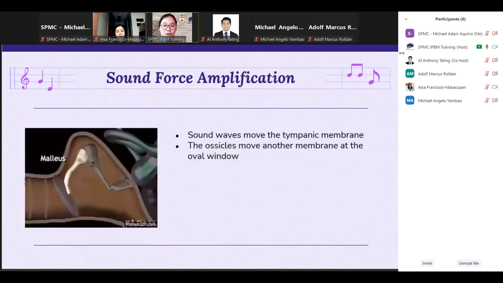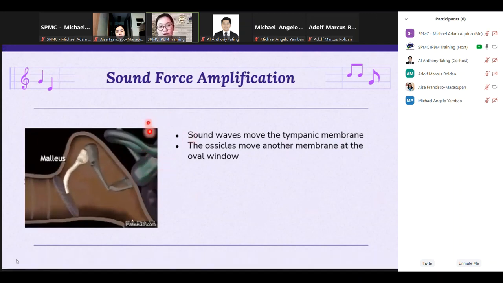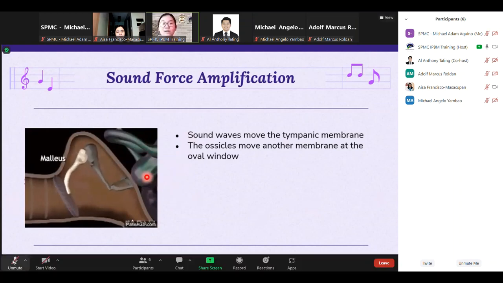So question, bakit hindi na lang diretso yung sound from the outer ear to the oval window? Why do we need this middle ear apparatus? The problem is that the cochlea is filled with fluid. The fluid has a higher density. So if only the air would hit the oval window, the force will not be enough for it to move the fluid inside. So the use of the middle ear, and specifically the ossicles, is sound amplification.